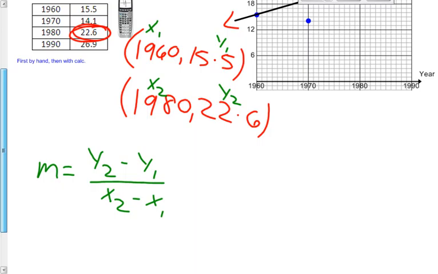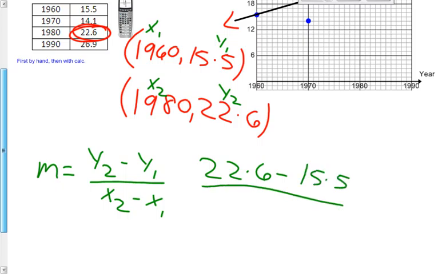Subtract the y's. 22.6 minus 15.5. Put that in the numerator. Subtract the x's in the denominator. 1980 minus 1960. When you subtract these two, the numerator and the denominator, you get 7.1 over 20.